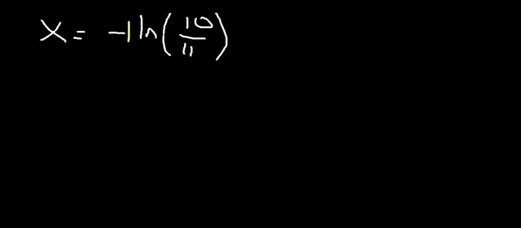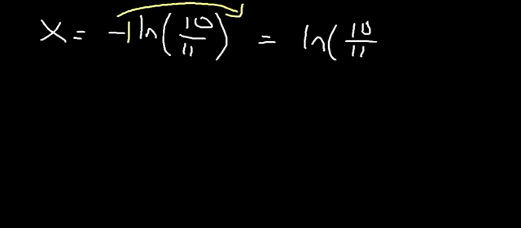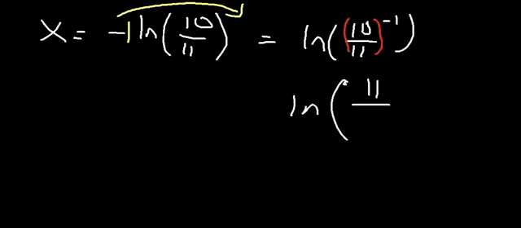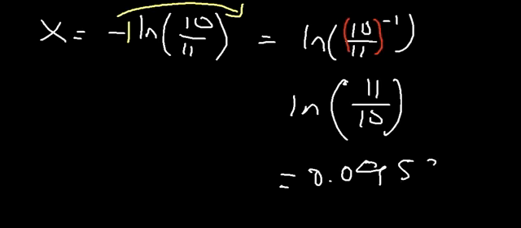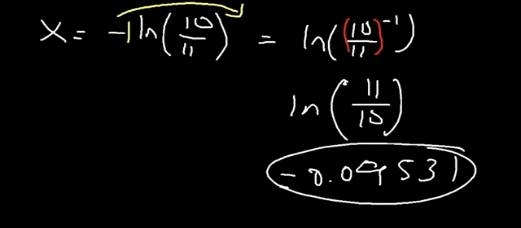Or, remember there's a negative 1 here. We can move it over here to this position. So that's positive ln of 10 over 11 raised to the negative 1, meaning this whole fraction is raised to the negative 1. So that's the same as ln of 11 over 10. And that's our final answer. And as a decimal, it's about 0.0953. And that's positive, by the way.